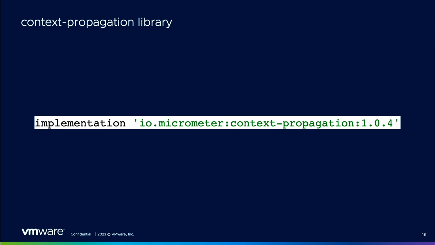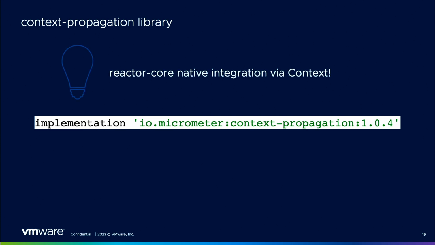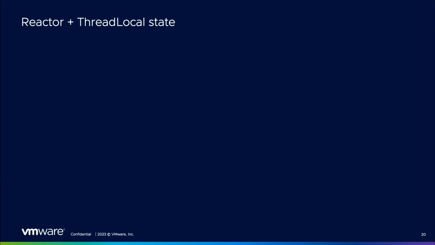So in order to use this library, you can import it in your Gradle or Maven setup as context-propagation library. And the good news is that Reactor Core natively integrates with that library whenever it is present on the classpath. So once you have it, and there is some kind of mapping inside the Reactor context that you have registered, it will transparently make that available in ThreadLocals. And let's have a look what you can do with Reactor to interact with that kind of magic.